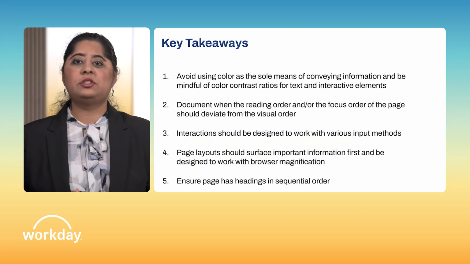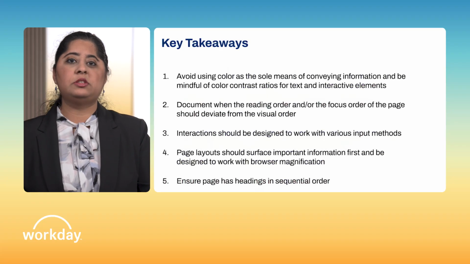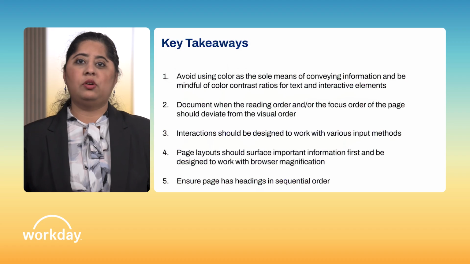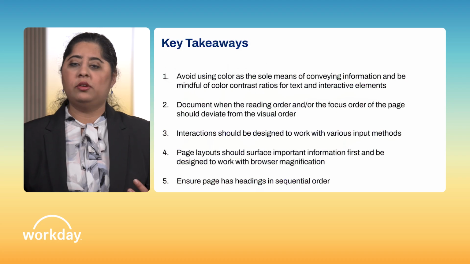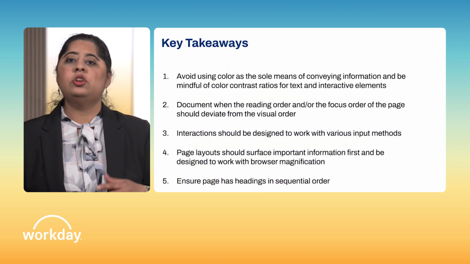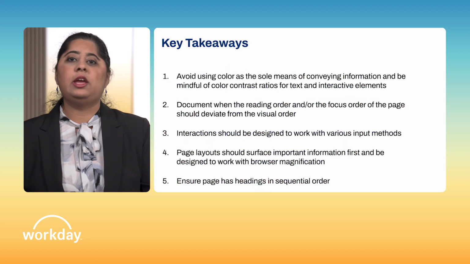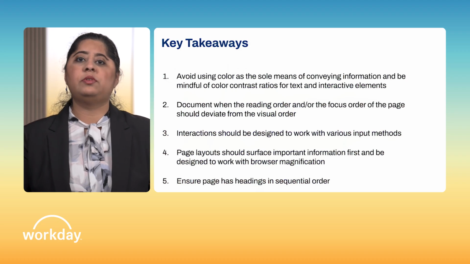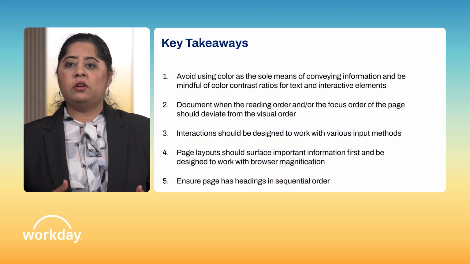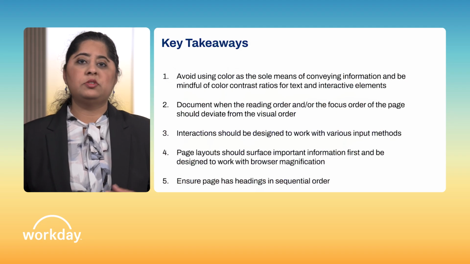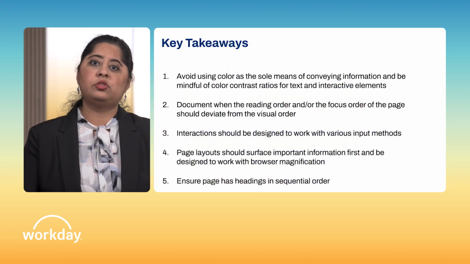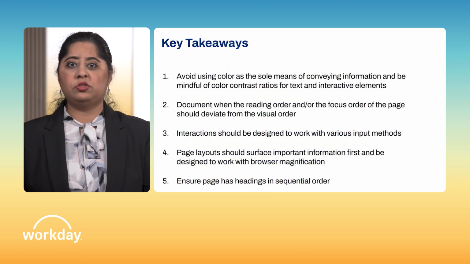To summarize, keep the following accessibility considerations in mind when designing an experience. First, avoid using color as the sole means of conveying information and be mindful of color contrast ratios for text and interactive elements. Document when the reading order and/or the focus order of the page should deviate from the visual order. Interactions should be designed to work with various input methods. Page layouts should surface important information first and be designed to work with browser magnification. And lastly, ensure that the page has headings in a sequential order.